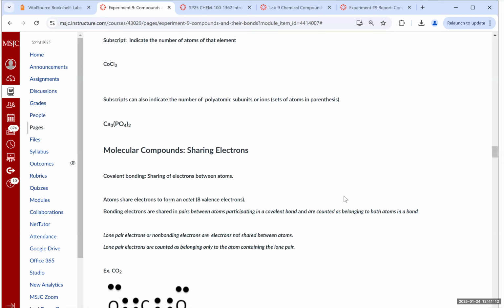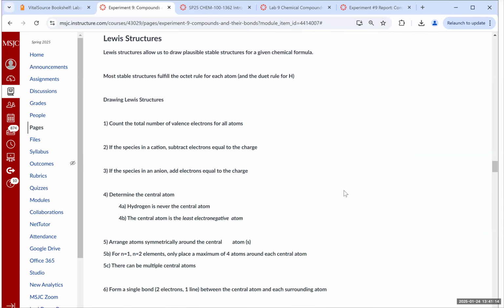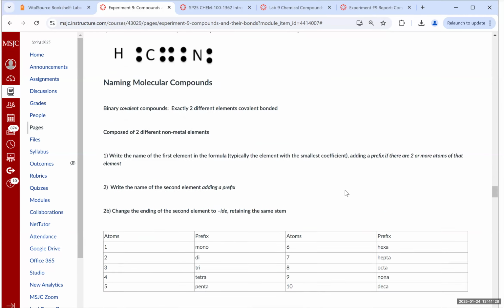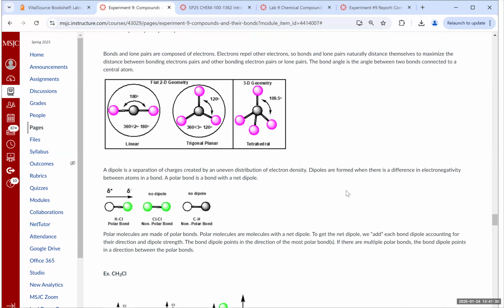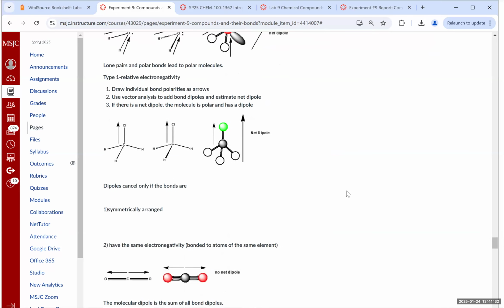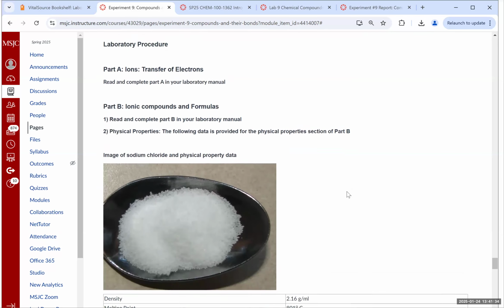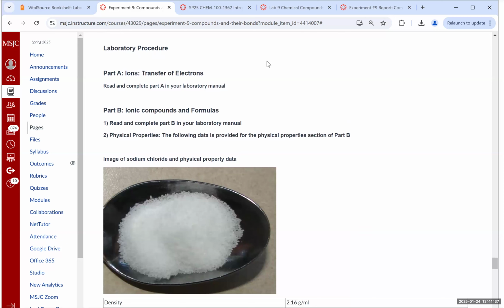For now, we will be scrolling past this introduction, as you'll be expected to read the introduction on your own time. Now that we've read the introduction and reviewed the chapter, we're going to focus on how we go about completing this experiment. So we're going to continue scrolling down past the end of the introduction, and now we're at the laboratory procedure. Before we do anything involving the lab procedure, we need to open up our lab manual.